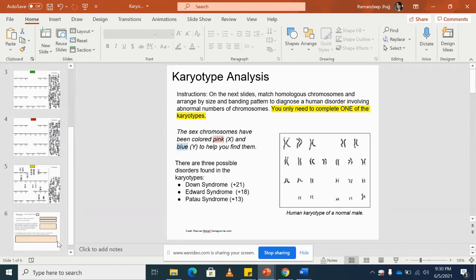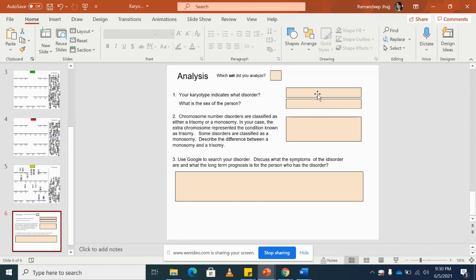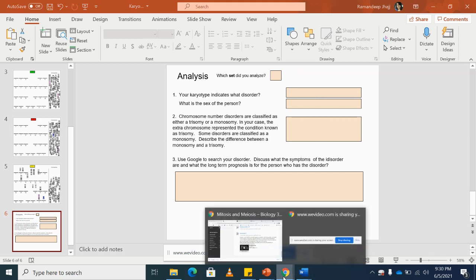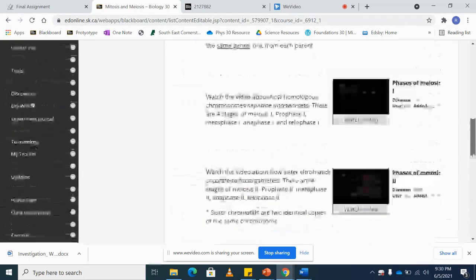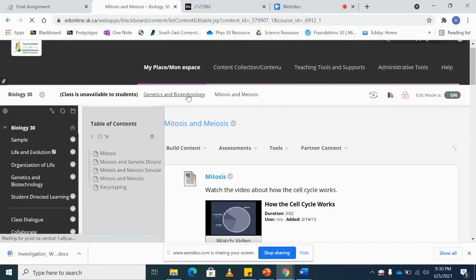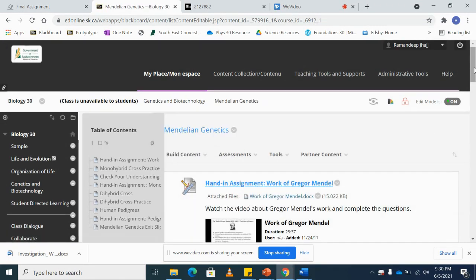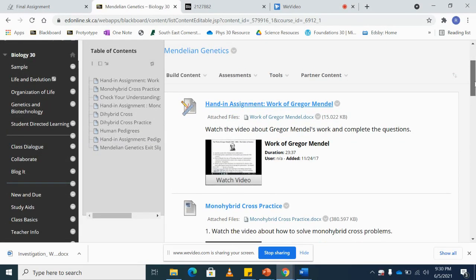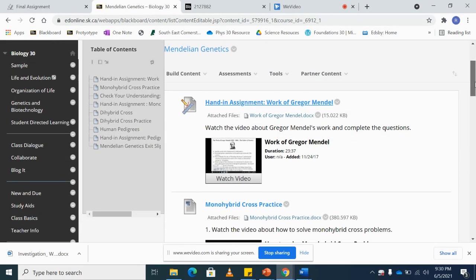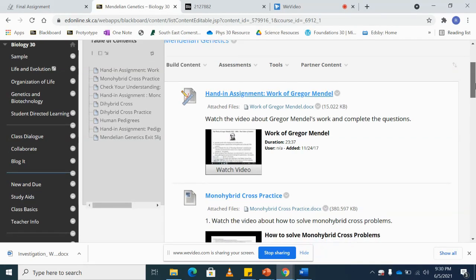And after that, they will answer questions related to the disease they have found after analyzing a karyotype, and then answer questions that follow. And then they will submit that assignment for assessment. After they are done learning about mitosis and meiosis, the next part that they will be learning is about Mendelian genetics. I will begin by having them learn about the history of Mendelian genetics, where they will learn about why Gregor Mendel is called father of genetics.